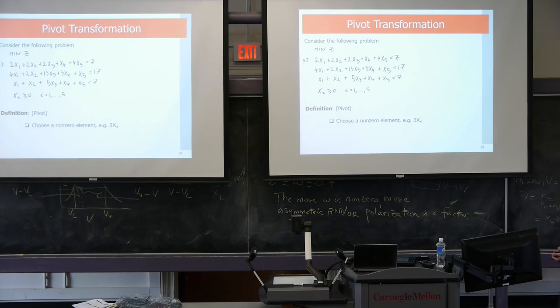What we will do is use the pivot transformation, where pivot means that you choose a non-zero element, say this 3, and we do a pivot there, by which we mean that we divide this equation by 3 and then subtract this equation from the other equations so that the coefficients of x4 will be 0 in all other equations. Okay?